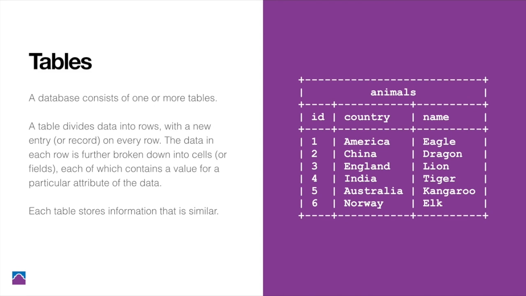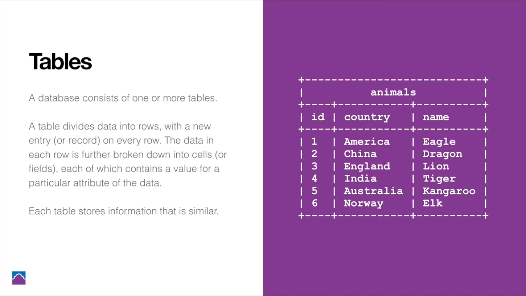Tables are essentially what make up a database. You can have one, the minimum is one, and of course you can have as many as you want. A table divides data into rows with a new entry or record on every row. The data in each row is further broken down into cells or fields. The name fields is something you should remember, each of which contains a value for a particular attribute of the data. Each table stores similar information, so you want to store similar information in a table. That way everything's organized in tables.